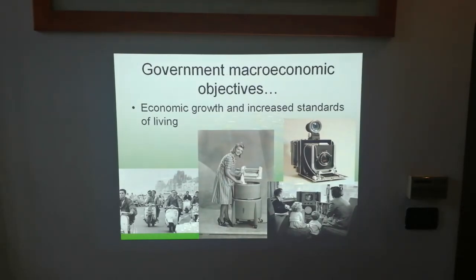And then you've got economic growth and increased standard of living. We want people to have better lives. Here we can see Italy, when there's a great development, people were buying mopeds. Italians were able to buy washing machines and cameras and televisions. This was the objective of the government's economic policy, to increase economic growth and standard of living, because then people are happier. People feel they are progressing in life.